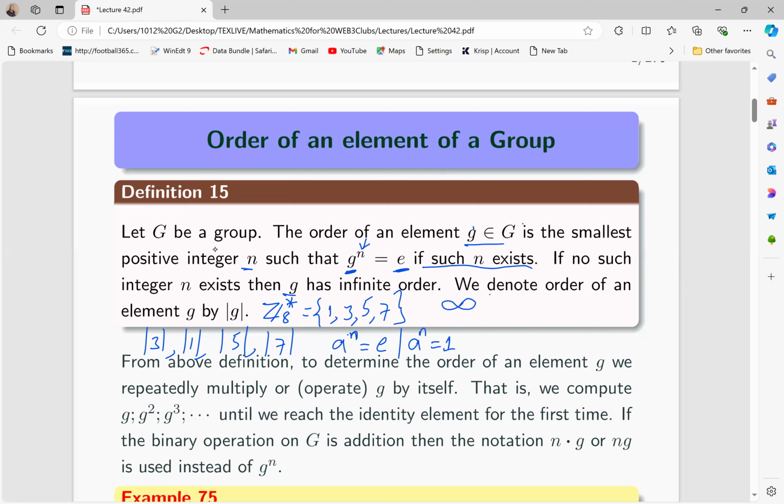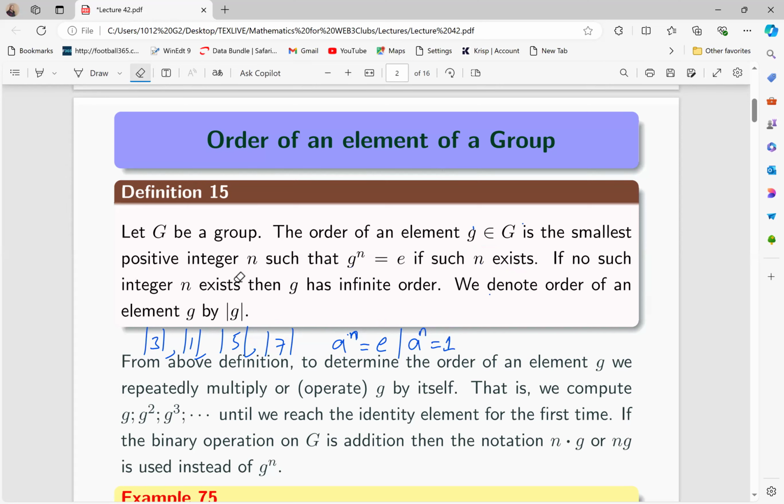That is under if the group is multiplicative. What about if the group is additive? How do we get the order of the element? I'll be showing you examples in just a few minutes. Then we look at how to do that using our code.